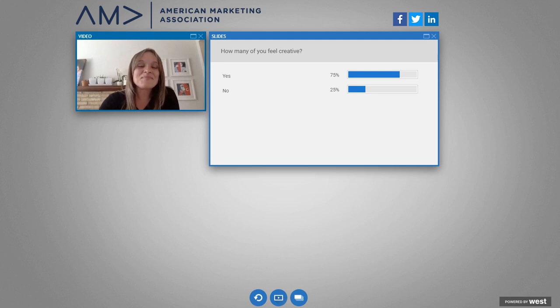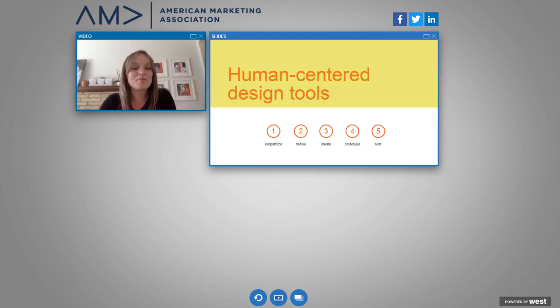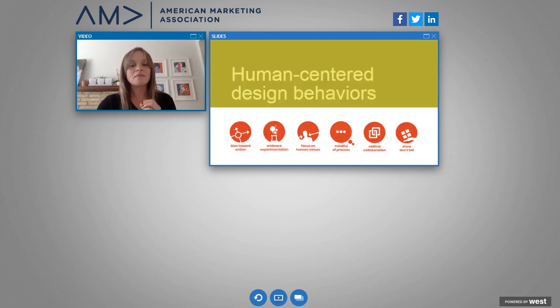Okay, so as I mentioned, these tools: empathy, define, ideate, prototype, and test. When folks talk about design thinking, this is usually what they're talking about. And I'm going to go through an example coming up and dig a bit deeper into each of these so that you can see what it looks like in practical application. But before I do, I want to focus on these behaviors because, as I mentioned earlier, the behaviors are really where you find the magic, and where the most successful teams find their success.